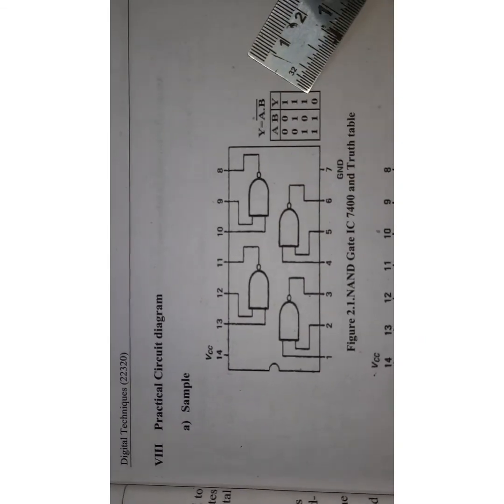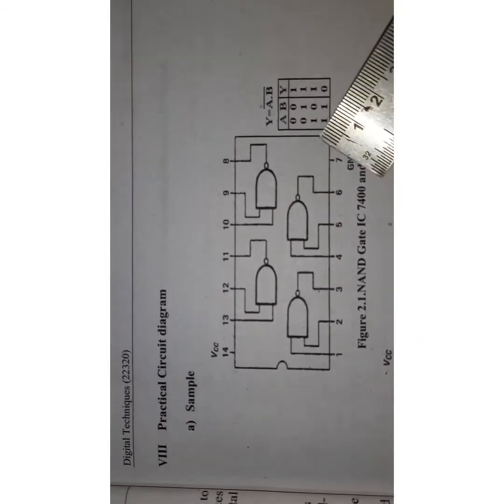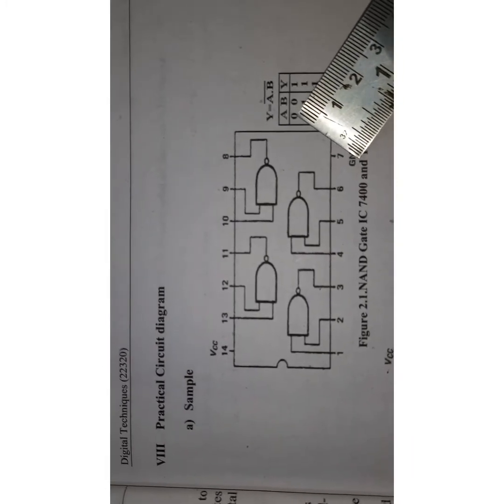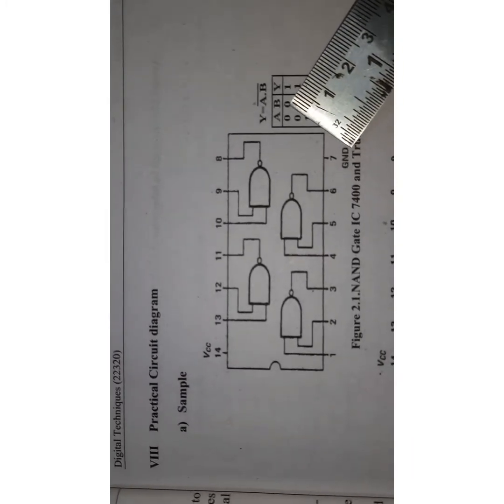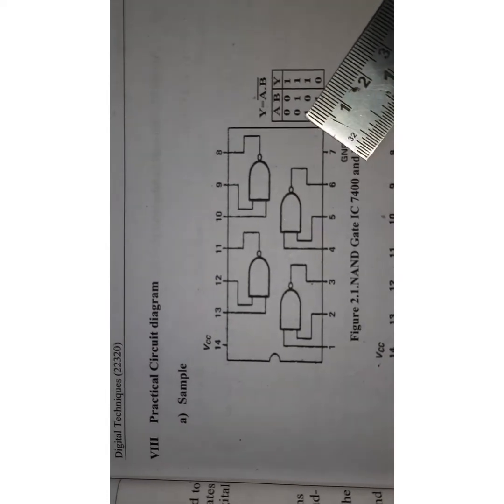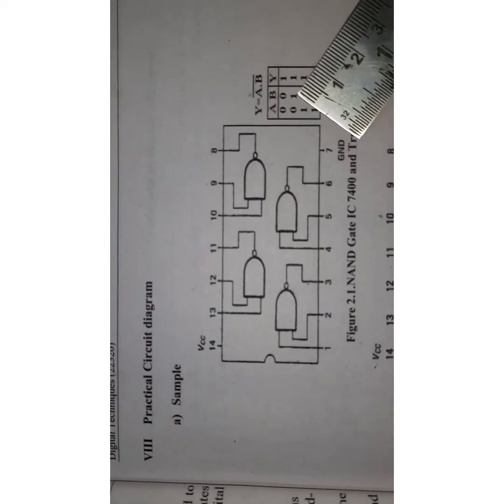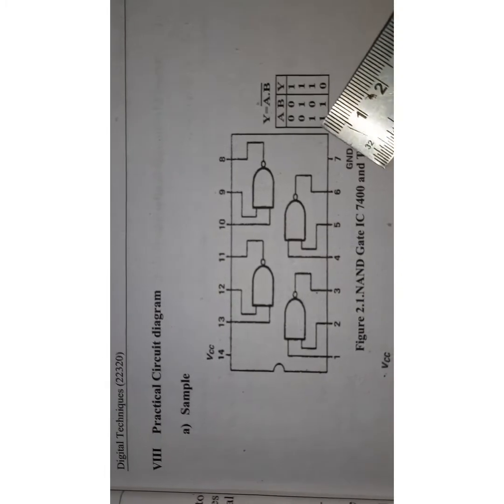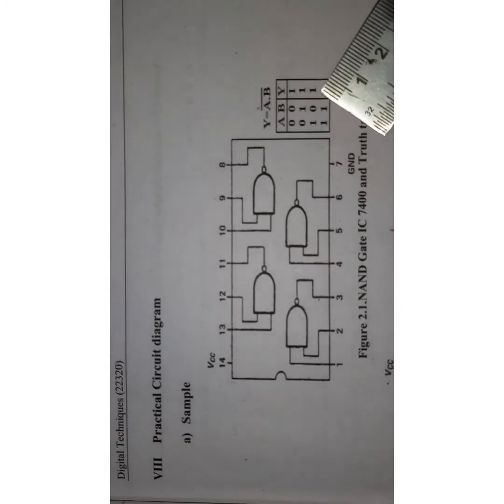Here we can find the truth table also. You can see when input A is 0 and B is 0, output is 1. When input A is 0 and B is 1, output is still 1. When input A is 1, B is 0, output is 1.